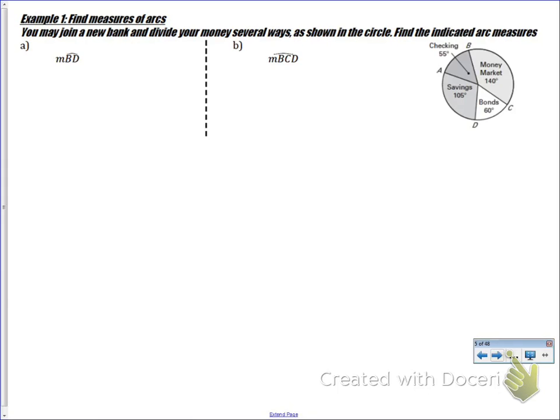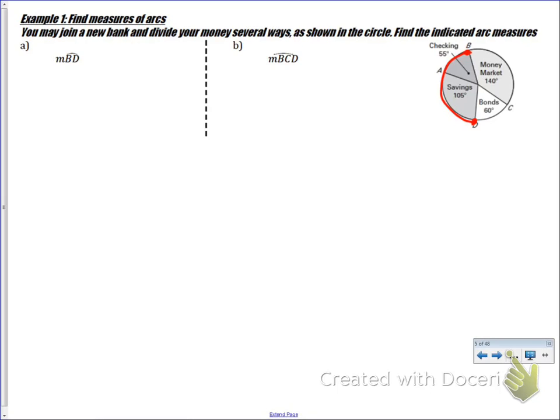Okay, so BD, and we always assume the minor arc. I can go from here to here, or I could go from here to here. Now anytime you just see two letters, we want to assume the minor arc. So only one of those two arcs is going to be less than 180 degrees, and it's going to be the first one, the red one, that will be less than 180 degrees.